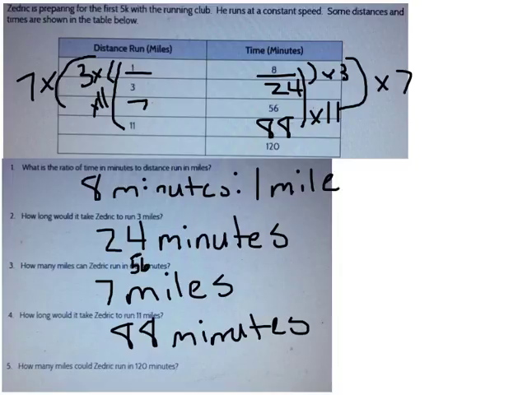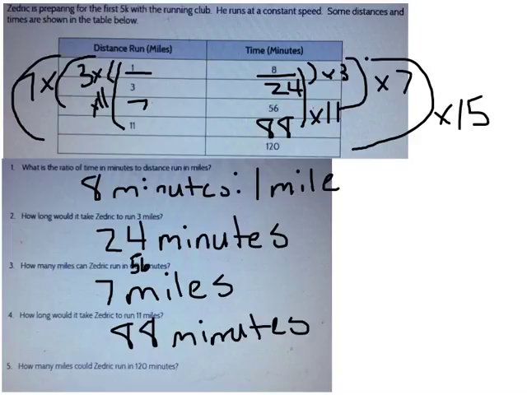How many miles could Zedric run in 120 minutes? Well, first I need to figure out what did I multiply 8 by to get to 120. I multiplied 8 times 15 to get to 120. So what would I have to do to the 1? I would need to multiply it by 15 as well. What's 1 times 15? It's 15. So Zedric could run 15 miles in 120 minutes.